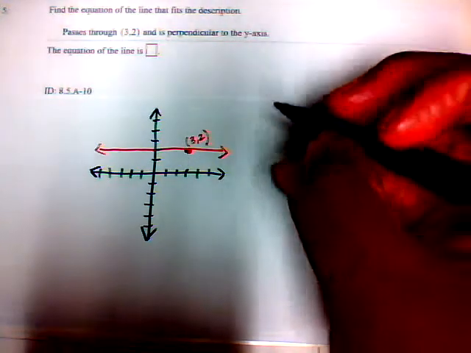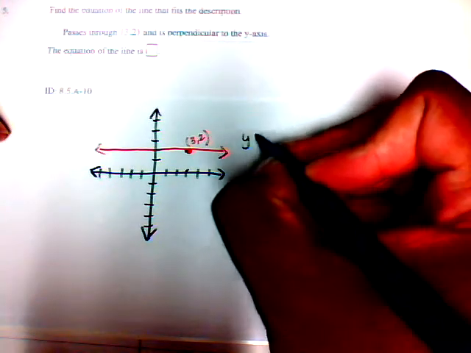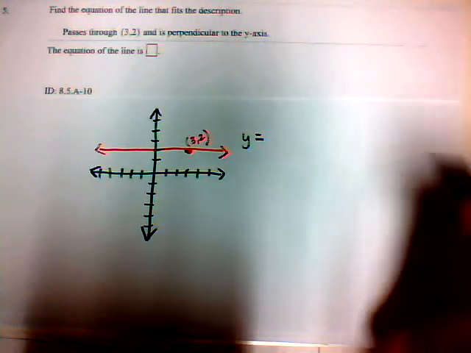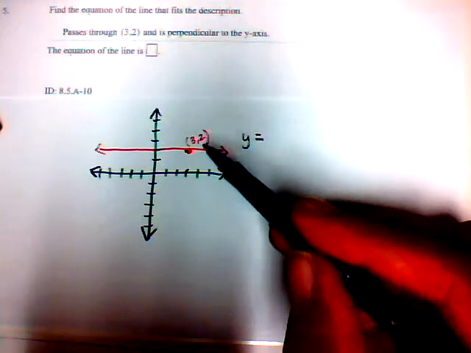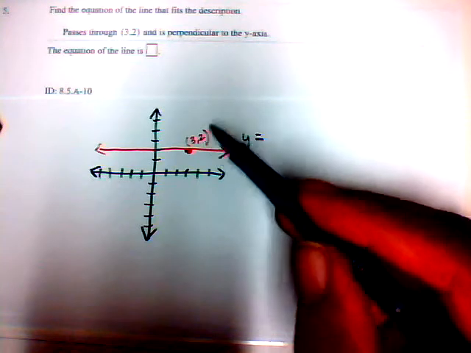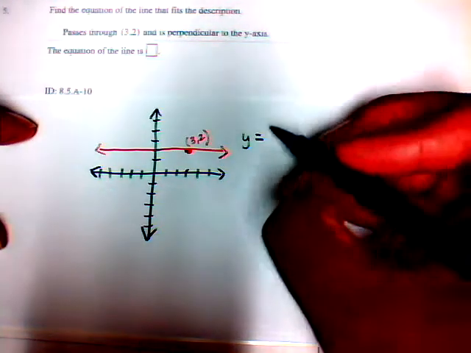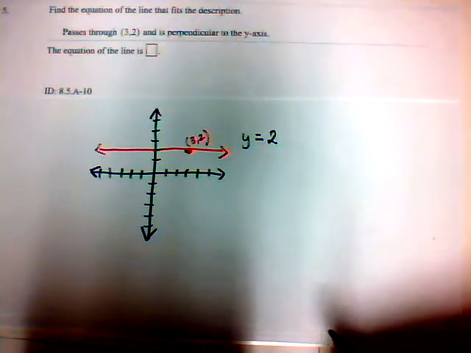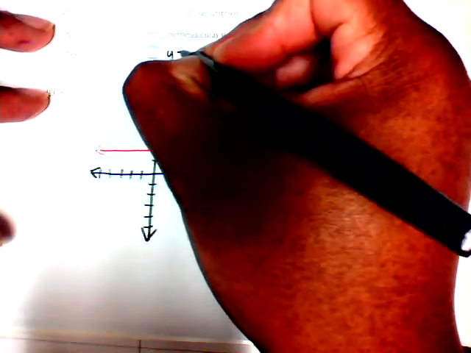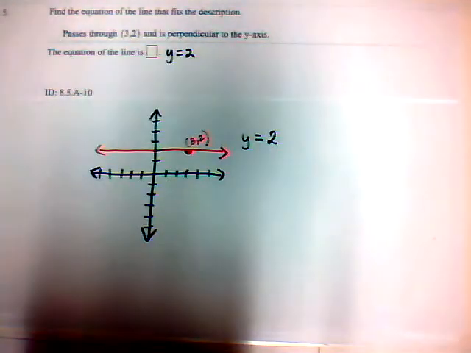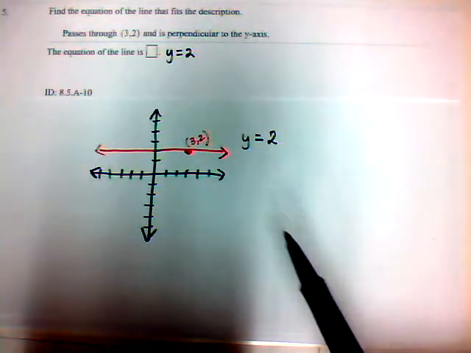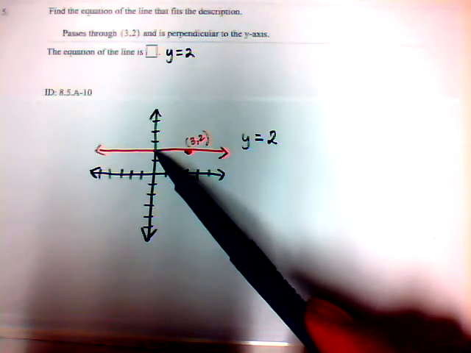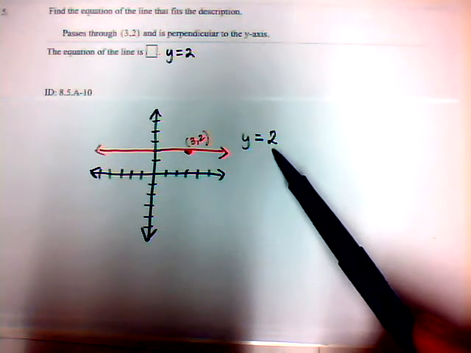And the horizontal line has the equation y equals some number. In this case, y is going to be equal to whatever that y-coordinate is. The y-coordinate in (3, 2) is 2, so the equation of the line has to be y equals 2. Because it's a horizontal line, it has to be y equals some number, and it's crossing the y-axis at 2.